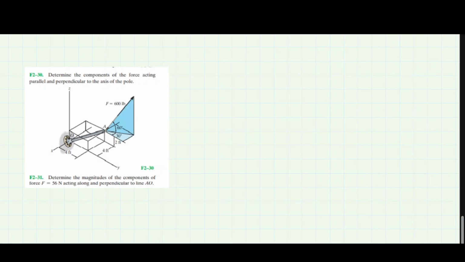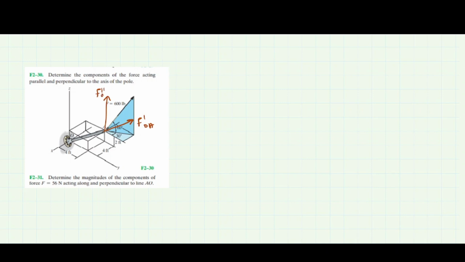Hi guys, so we're going to be solving this question. It says determine the components of the force acting parallel and perpendicular to the axis of the pole. So parallel to the pole is at this point, and perpendicular to the pole is maybe at this point. I'm going to just name this F bar OA.